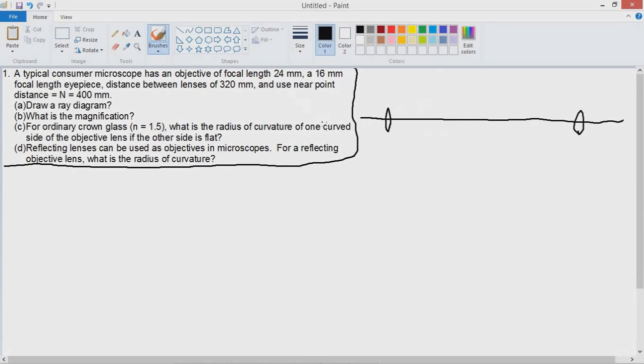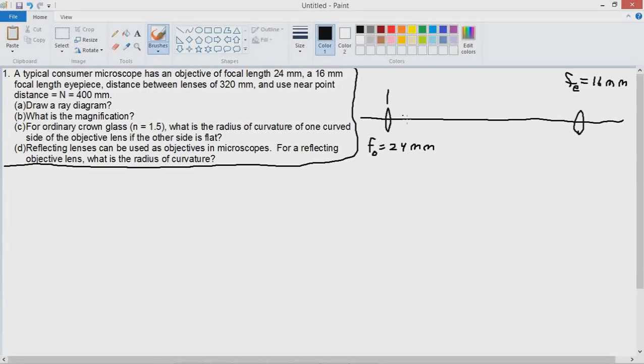So I'm labeling. The focal length of the objective is 24 millimeters. The focal length of the eyepiece, and I'll put that up here. I want to get it out of the way so it's not going to block any of the ray diagram. So that's the focal length of the eyepiece. Distance between lenses.